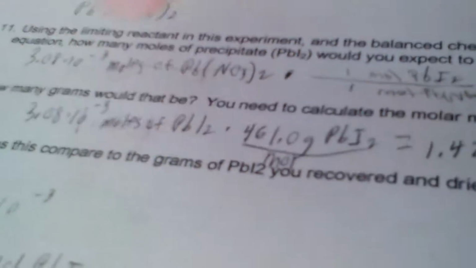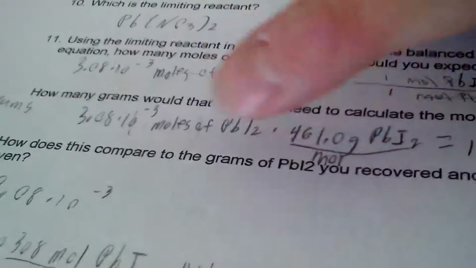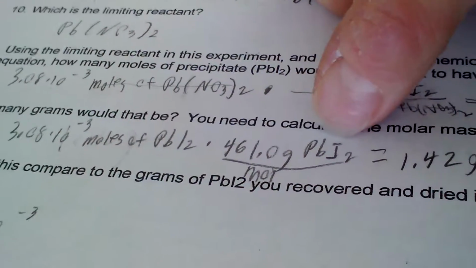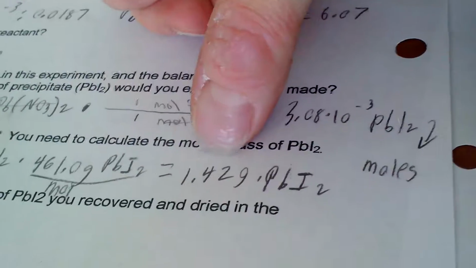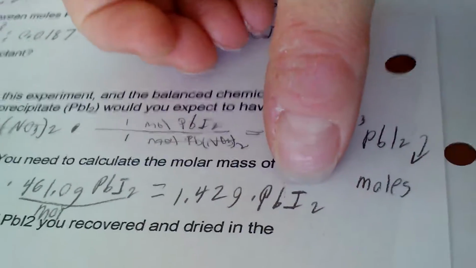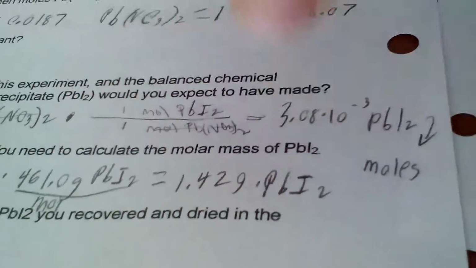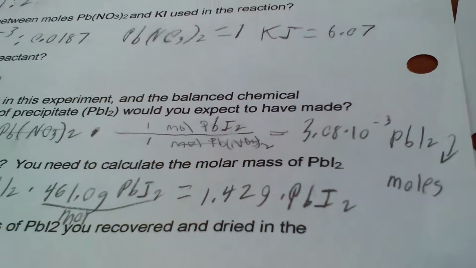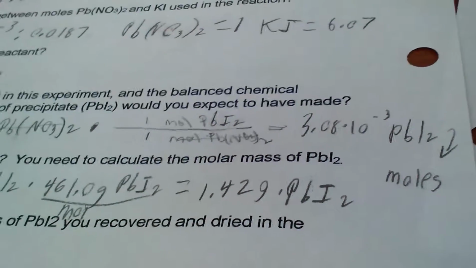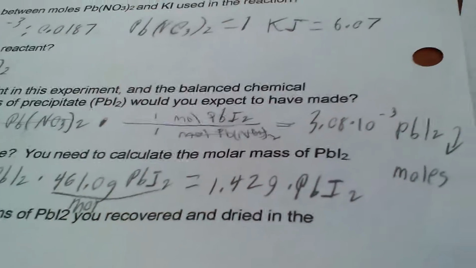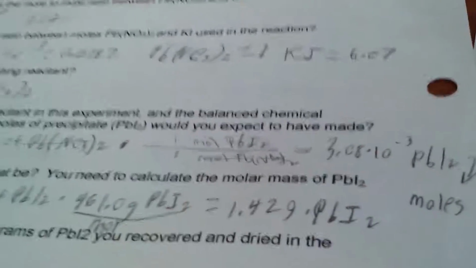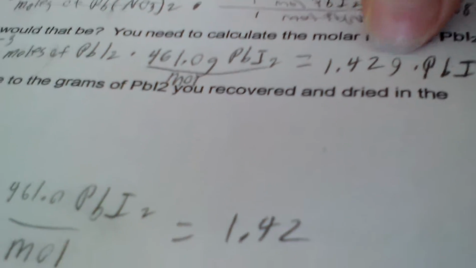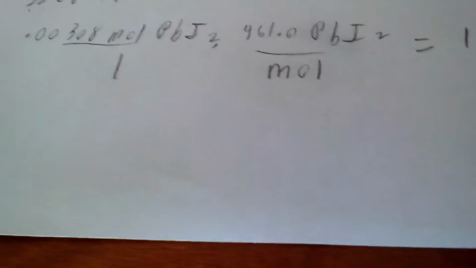Okay, so Zach's taken our moles of lead iodide, converted, canceling the moles of lead iodide, leaving us with grams of lead iodide. He found that we produce 1.42 grams of lead iodide in this reaction. So we made that reaction, we found that yellow precipitate, we filtered it out through the filter paper, we dried out the filter paper maybe in an oven or maybe by letting it sit out and let that water evaporate out, and now we've got 1.42 grams of lead iodide.